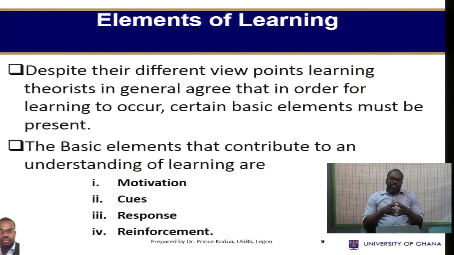As can be expected, scholars have varying views as to how learning takes place, but there seems to be some kind of agreement in terms of the elements that help us to explain learning. And these elements, there are 4 important elements that scholars tend to agree on that are useful in our quest to understand consumer learning. One is motivation, 2, cues, 3, response, and 4, reinforcement. What are we saying?